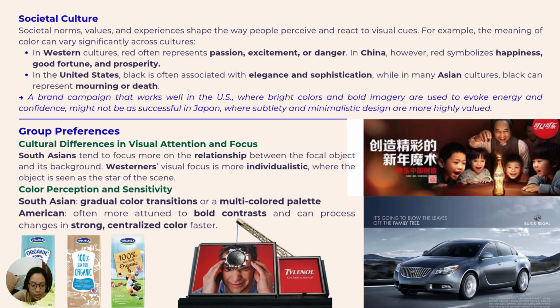One of the most fascinating discoveries in visual perception is how different cultures focus their attention when viewing the same image or scene. Research by Chua in 2005 found that Southeast Asians and Westerners have distinct visual focus patterns when processing images. Southeast Asians tend to focus more on the relationship between the focal object and its background. This means they are more likely to pay attention to the context and surrounding environment, integrating all elements of the visual scene. This perception is more holistic, seeing how everything fits together in a broader context.